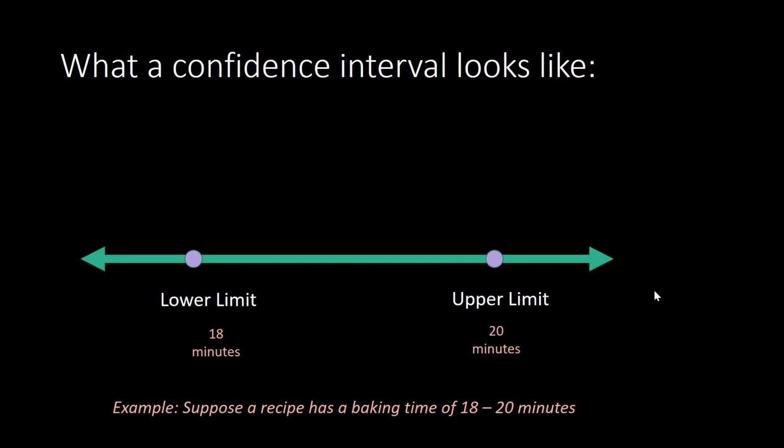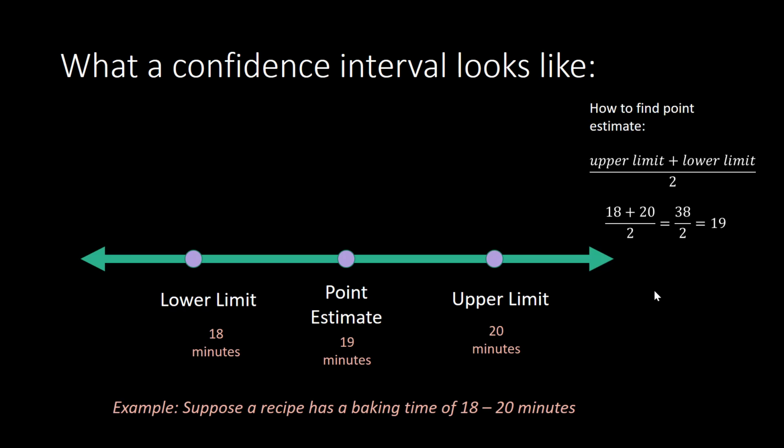Halfway in between the lower limit and the upper limit is what we call our point estimate. In this case, halfway between 18 and 20 is 19. One way to calculate this is to sum the upper and lower limit. In this example, 18 plus 20 is 38, and then divide by 2. 38 divided by 2 is 19.